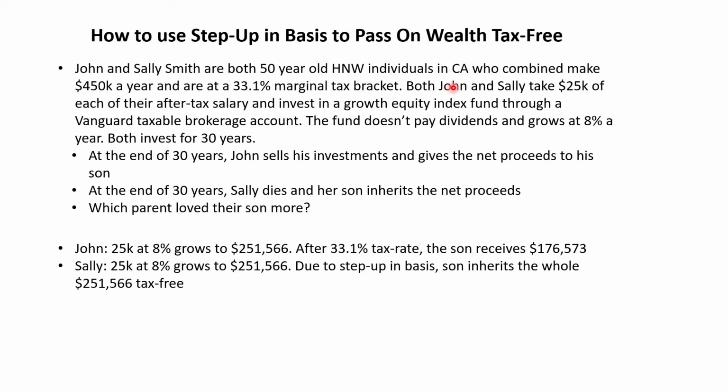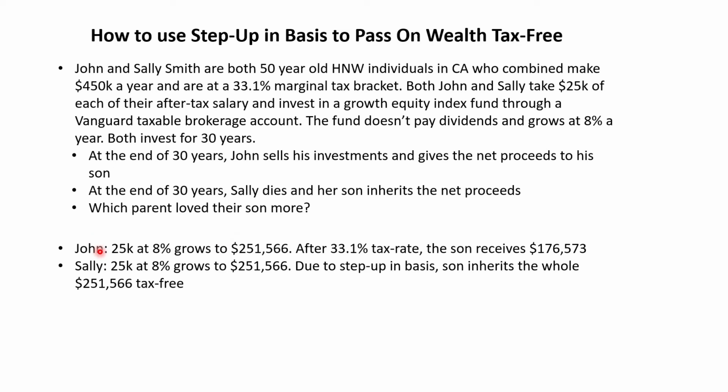So he put the $25,000 in, he invests it for 30 years, and then at the end of 30 years, he sells it and gives the net proceeds to his son. Sally, on the other hand, wants to invest for the long term and use the step up in basis provision. So at the end of 30 years, Sally dies and her son inherits the net proceeds. So the question I want to ask here is, well, which parent loved their son more? And we're going to show you which parent in this quick mathematical example.